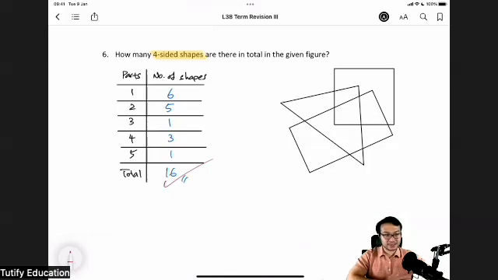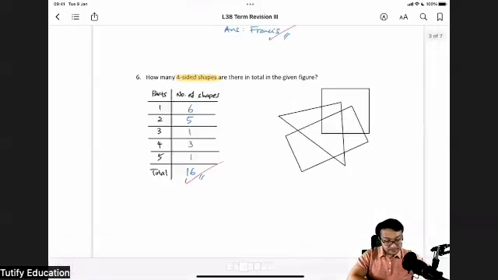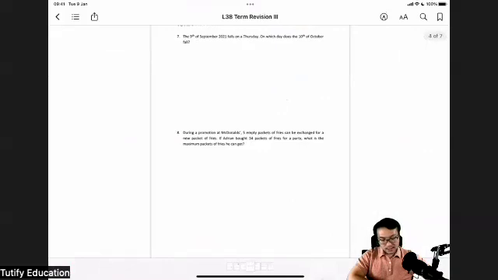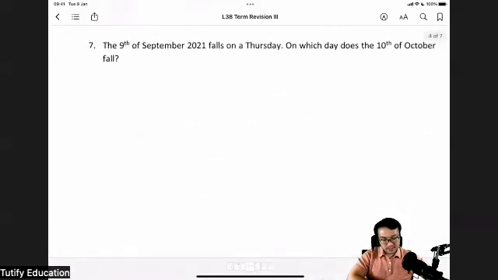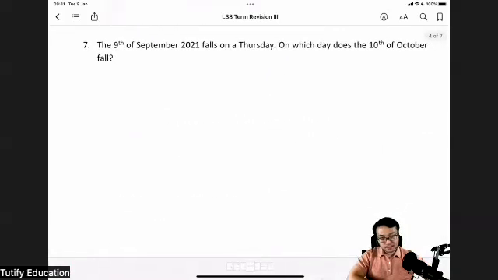The idea is easy, the concept is easy, but you might be careless, right? Sometimes we might miss out counting one of the shapes, and then you can get the entire question wrong. So even though it's easy, we have to be extremely careful. Okay? So let's try the next one. Question 17. This should be easy.